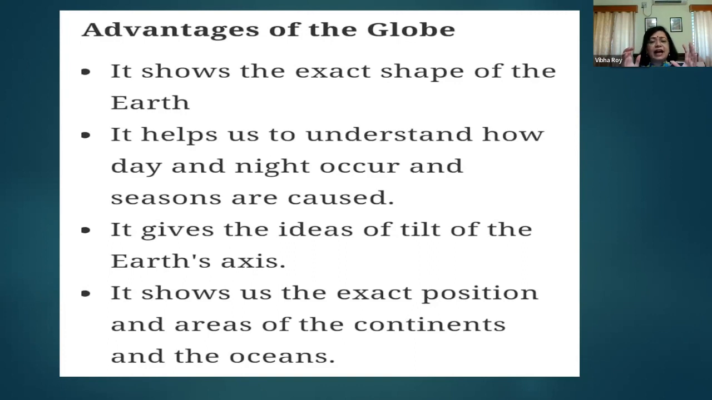It also gives an idea about the tilt of the axis. This tilt of the axis, how the earth is tilted, all that idea you cannot get from any other thing besides the globe. And it also shows us the exact position and area of the continents and oceans. Most of these points you all have covered.